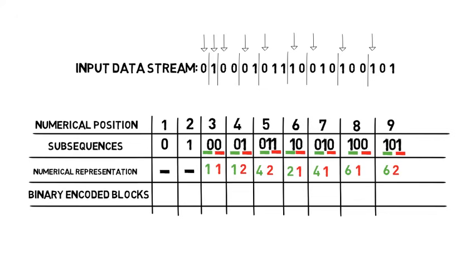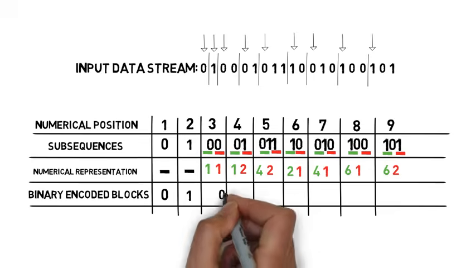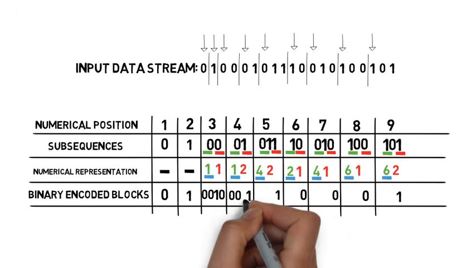For the first two subsequences, 0 and 1, they will remain as they are. As for the rest, the first step is to copy the innovation symbol and also set it as the last bit. After that, we have to take the first digit of each numerical representation, which I will underline in blue, and convert them from decimal to binary. So the first digit we have is a 1, which is going to be a 001. The second digit is also a 1, which will be the same.